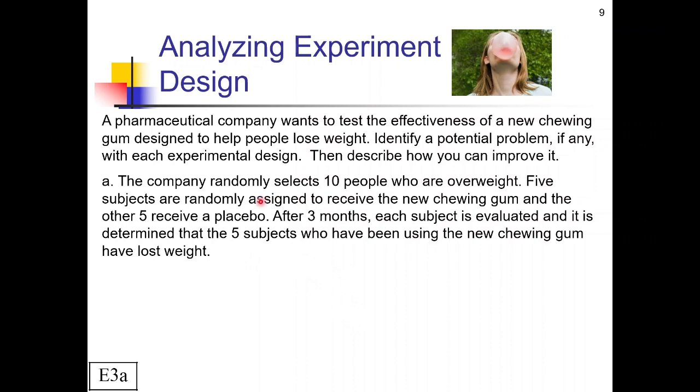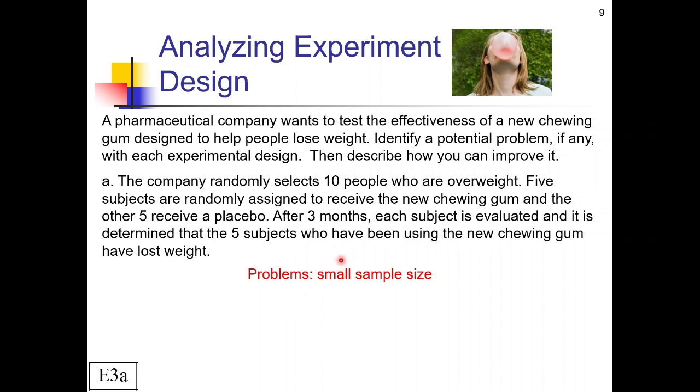All right, so let's take a look at each piece of this. One thing the company did right was randomly selecting the people and randomly assigning them. So that's a good thing. We like to see random comparative studies. One potential issue, though: only 10 people? That is a small sample size, a very small sample size. Whatever changes we see could be due completely to chance.